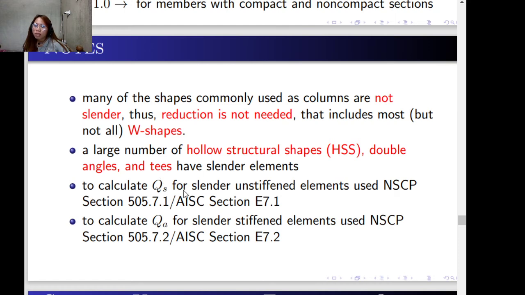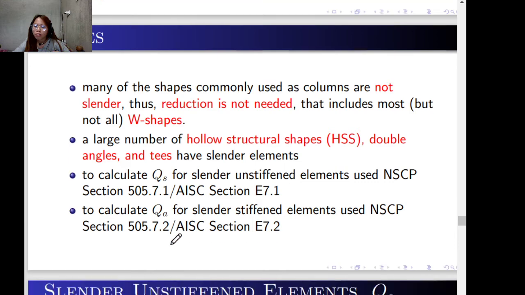To calculate Q sub S for slender unstiffened elements, use NSCP section 505.7.1 or AISC section E7.1. To calculate Q sub A for slender stiffened elements, use NSCP section 505.7.2 or AISC section E7.2. Try to visit this section in the NSCP as soon as you watch this video, to calculate the reduction factors Q sub S and Q sub A.